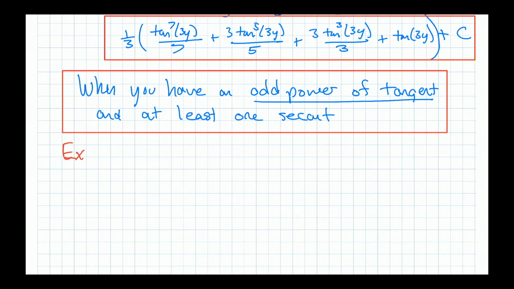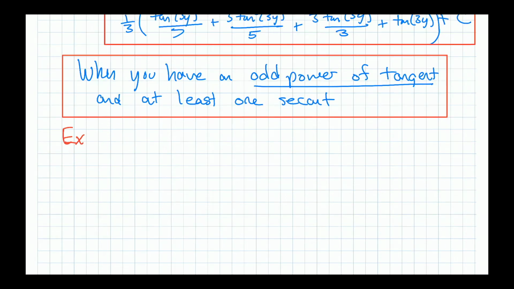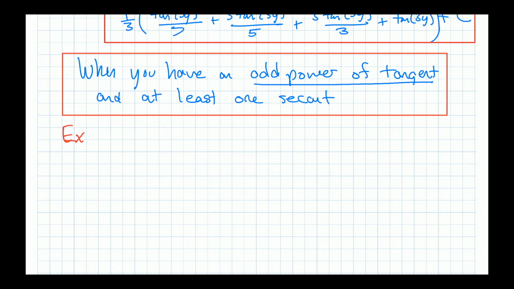I guess I'll write it in red. No, let's switch to a different color. Let's go pink. Okay, so you have an odd power of tangent and at least one secant. So here is an example. We need what I just said, right? So I'm going to need odd powers of tangent. Let's just say tangent to the 5th x, and we need at least one secant. It actually does not matter how many secants we have otherwise. So let's just say it's secant to the 5th. So tangent to the 5th, secant to the 5th, x dx.